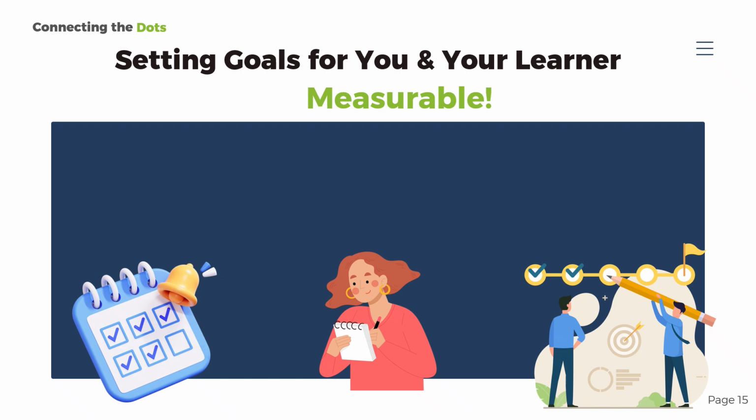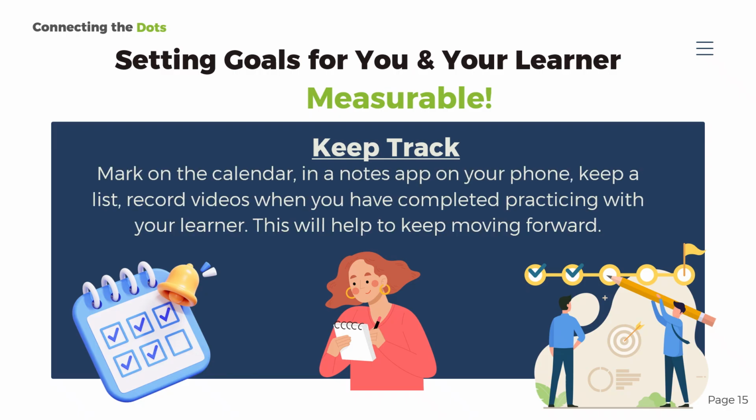Goals should also be measurable, which just means to keep track. You can do this by marking it on a calendar, keeping it in your notes app on your phone, writing down a list, or even recording videos periodically to show progress. Measuring your practice and progress with the goal will help you move forward and feel successful.